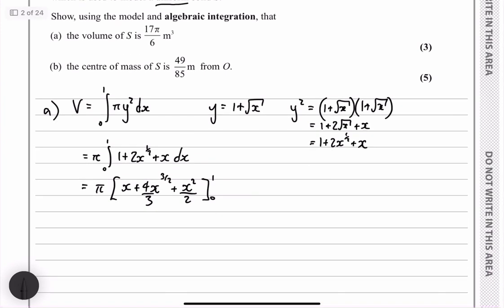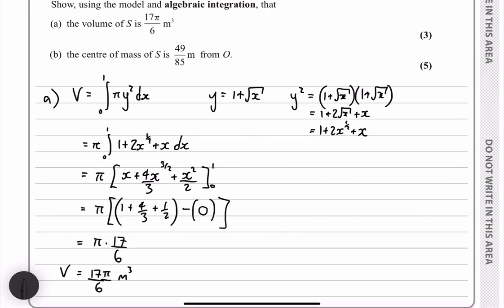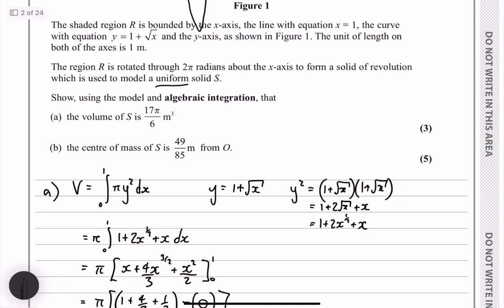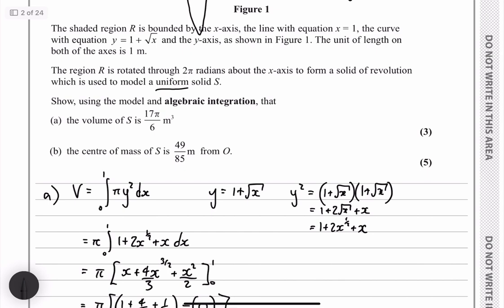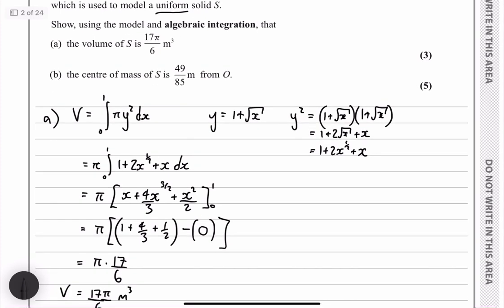The 0 here is very easy, that's just 0. So you end up with pi lots of 1 plus 4 over 3 plus 1 over 2 minus a big fat 0. Simplifying that, we do indeed get pi times 17 over 6. So that's 17 pi over 6 meters cubed. We know the units because we are told on the graph that the unit of length on each of the 2 axes is 1 meter. So that's part A done.